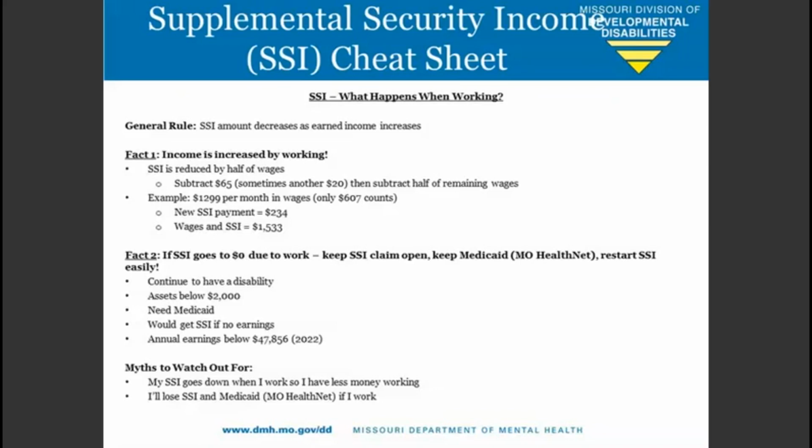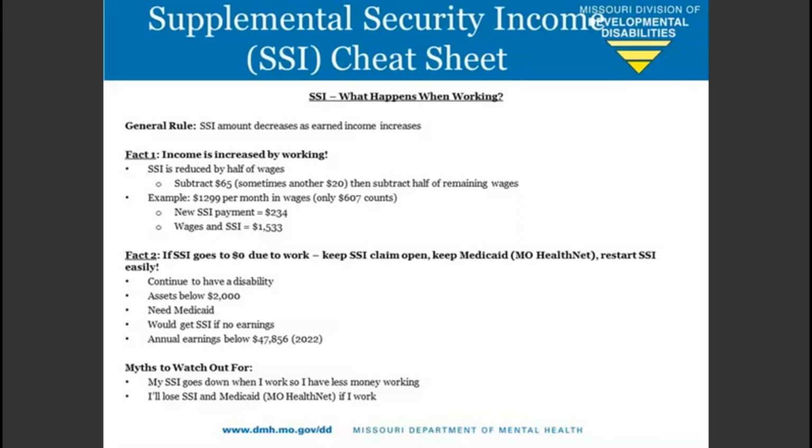So $234 in SSI plus that $1,299 in work income, this person now has $1,533 with which to meet their expenses. So again, greater financial security here, financial independence.